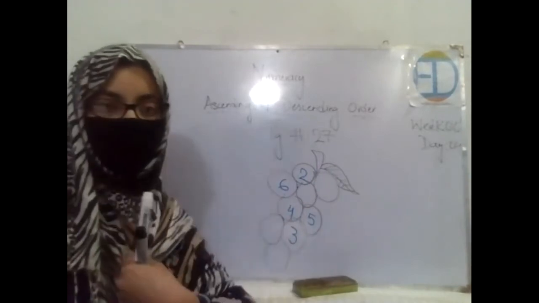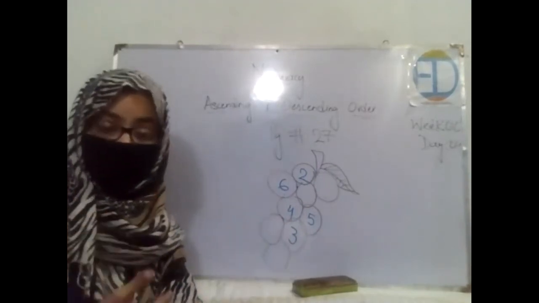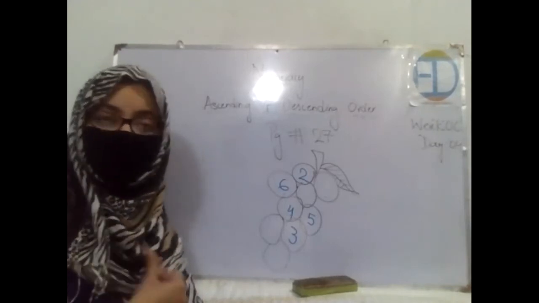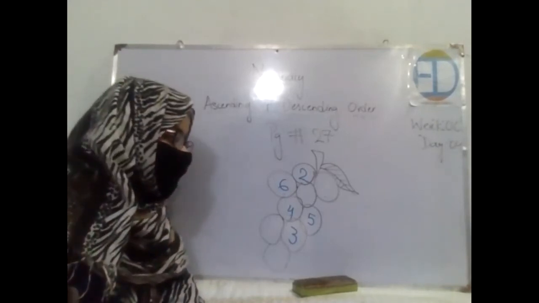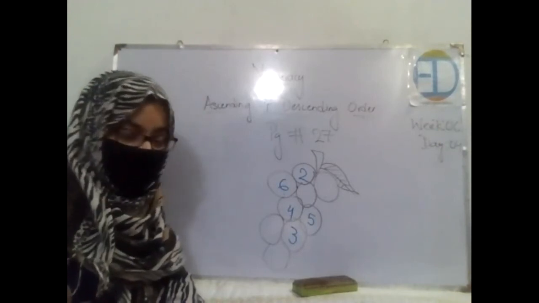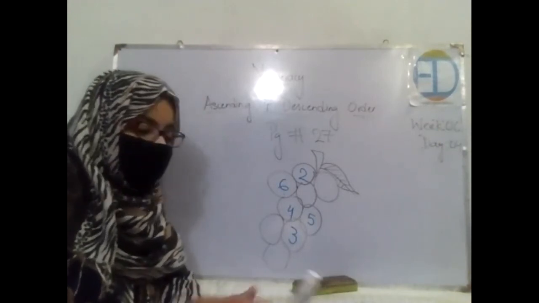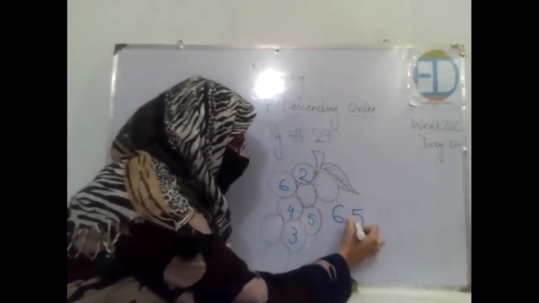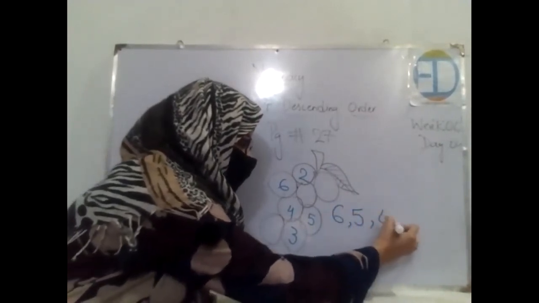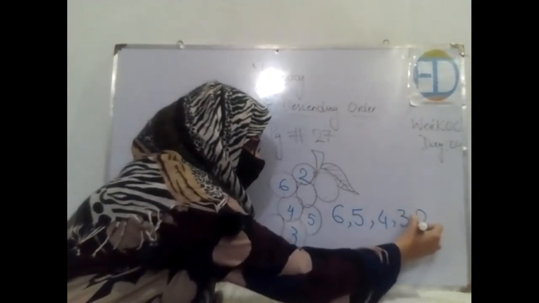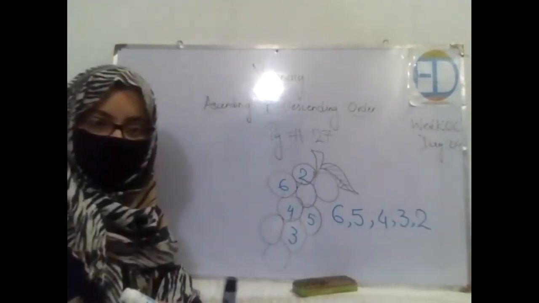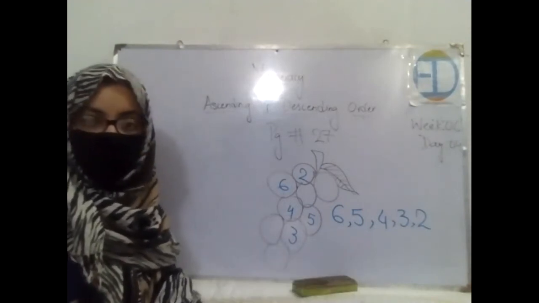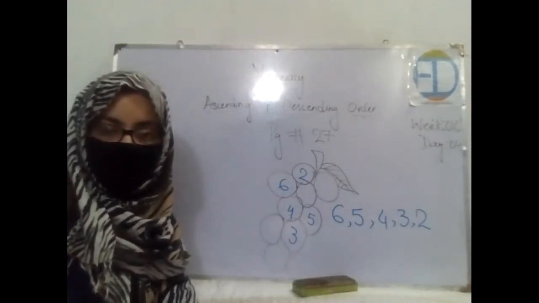So tell me what order we follow in descending order. From where will we start? We always start from the highest number. So tell me, what is the highest number in this case? It's 6. Excellent. Then what will come after that? 6, comma 5, comma 4, comma 3, comma 2. Excellent. Now do the next two by yourself and tell me your answers. Hurry up.